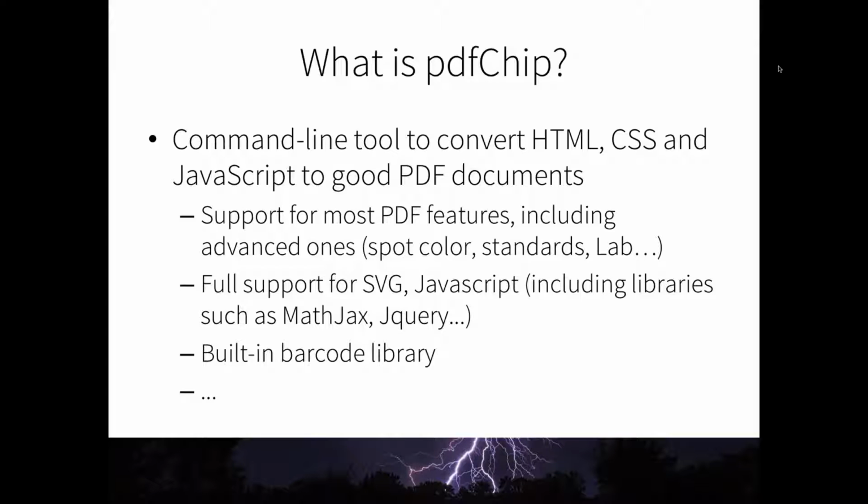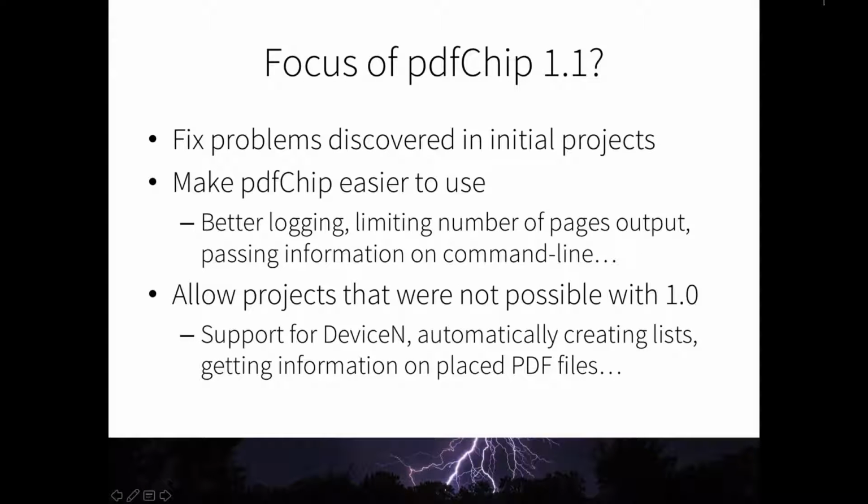And then the last thing I want to single out is that pdfChip also comes with a built-in barcode library, which lets it create on the fly almost any type of barcode that you can possibly think of. As I said, this is only one slide. My intention is not to give you an overview of what pdfChip does, but go back to those other webinar recordings to review that if you need to. I will focus on what is new in 1.1 in this webinar.